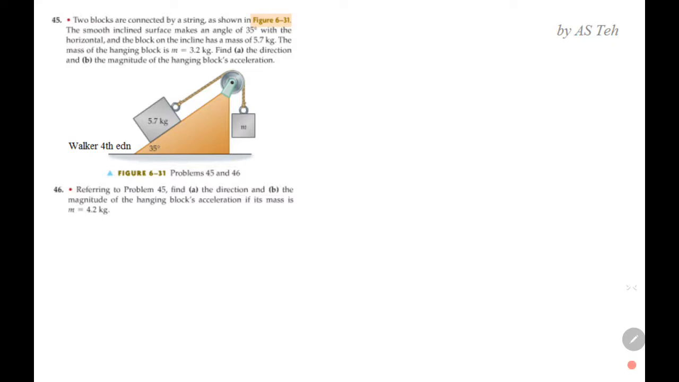Okay, let's start off with the 5.7 kg on the incline. So what I have is a weight, so it's 5.7 g, gravity. I have tension, which is the rope that's pulling upwards, and I have a normal force because I'm sitting on the incline, so I have a normal force here.